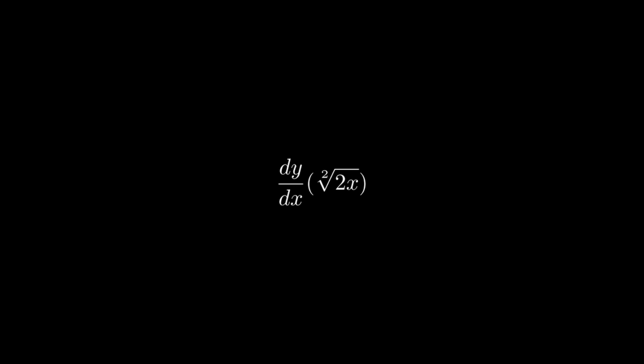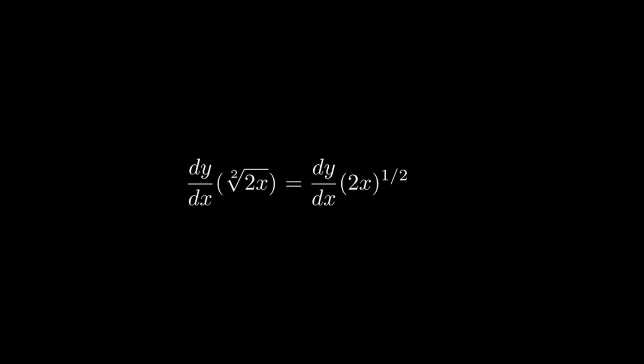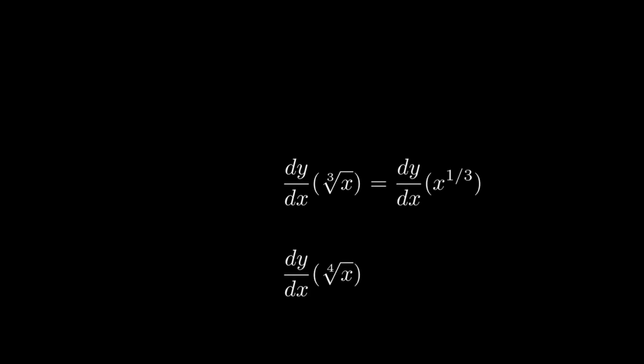In order to take the derivative of a root, you basically just need to transform the square root into x to the power of 1 over 2 and then take the derivative. And if you have something like the third root of x, then you can simply transform it into x to the power of 1 over 3. And if you have something like the fourth root of x, then you can transform it into x to the power of 1 over 4.